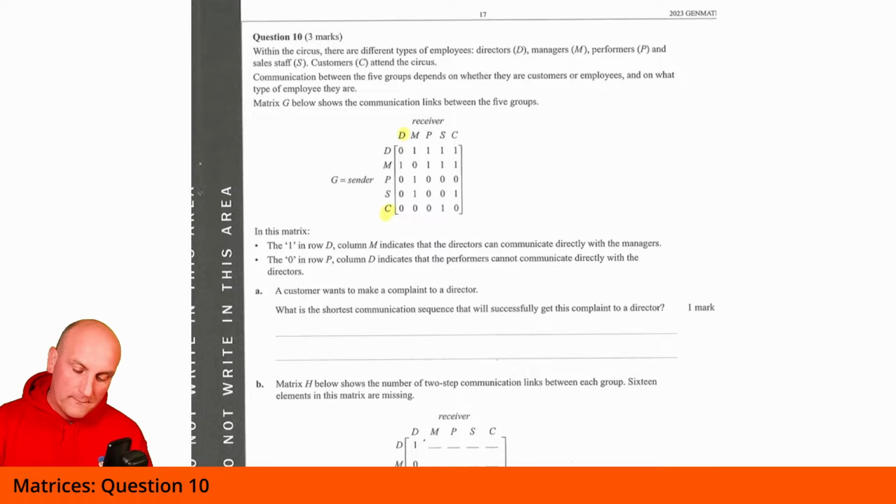So C can only go to S. The reason being is because C can only go to S. All right, so now we're going to look at S. What can S go to? S can go to M, and S can go back to C. So S can go to M. Now we're trying to find a D here, right? So we've got customer to sales staff, and sales staff to a manager. Right, where does my manager go? Well, manager can go to director, so that's good to know. Manager can go to P, performers. Manager can go to S, sales staff, and manager can go back to customer. So basically, that's my answer there. C to S to M to D.